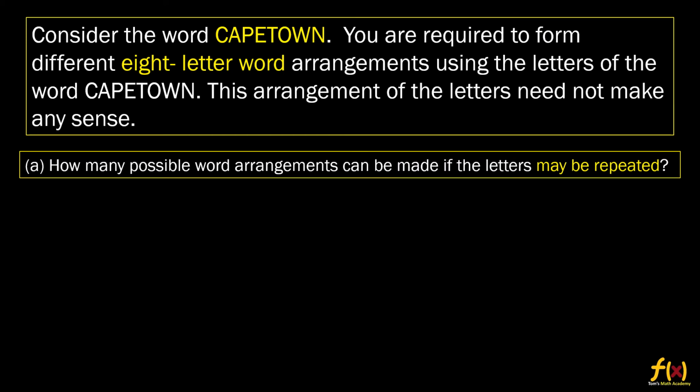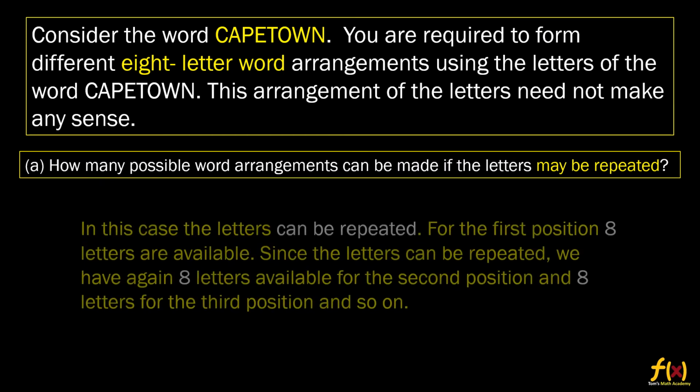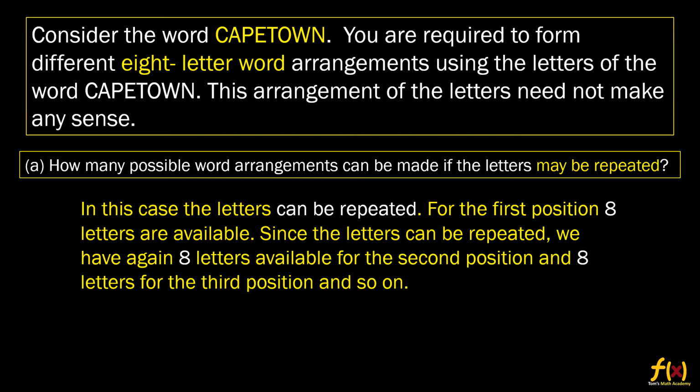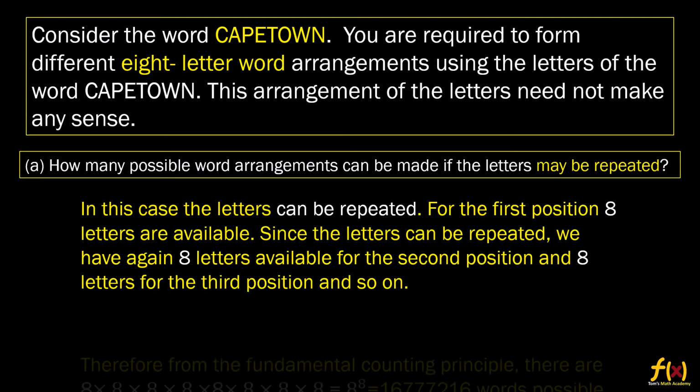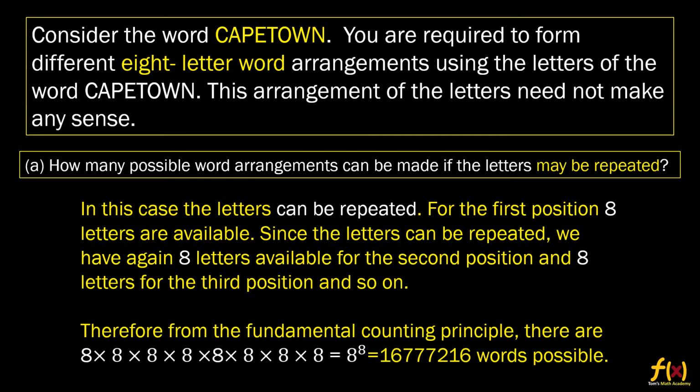So in the first position, we have 8 letters. In the second position, again we have 8 because we are repeating. So 8 letters again in the third position, 8 letters in the fourth position, and so on. So what is the fundamental principle? According to the principle, we multiply all these numbers. That is equal to 8 to the power 8. You can calculate it on the calculator.